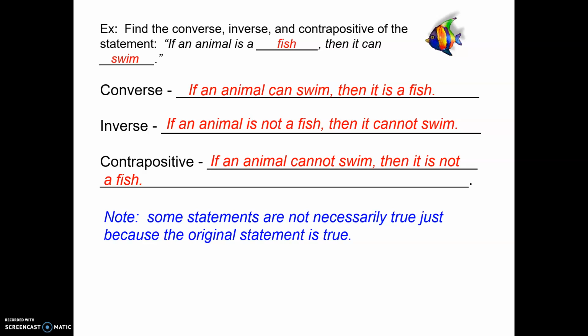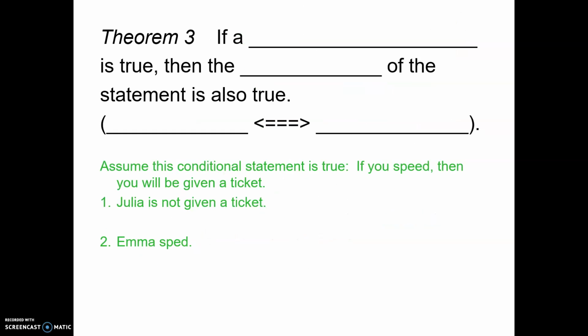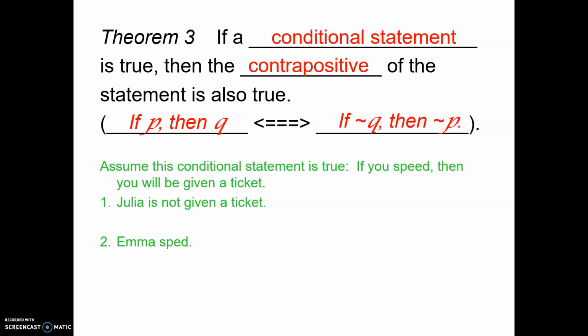Some statements are not necessarily true, just because the original statement is true. Okay, so if the statement is true, all of these other additional statements might not be, and we're going to do some investigation into that in a few minutes. Starting with theorem 3 here. If a conditional statement is true, then the contrapositive of the statement is always true. If P, then Q. If not Q, then not P. If one is true, the other is always true.